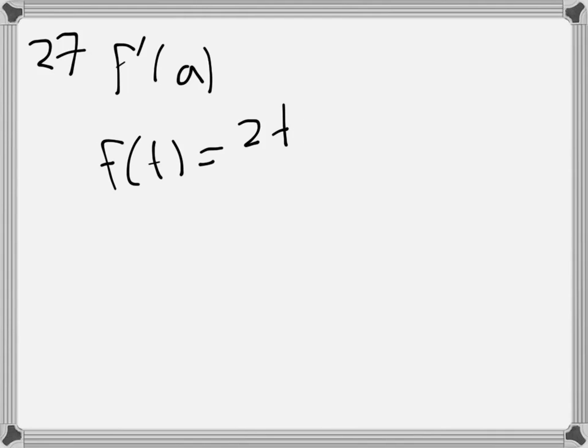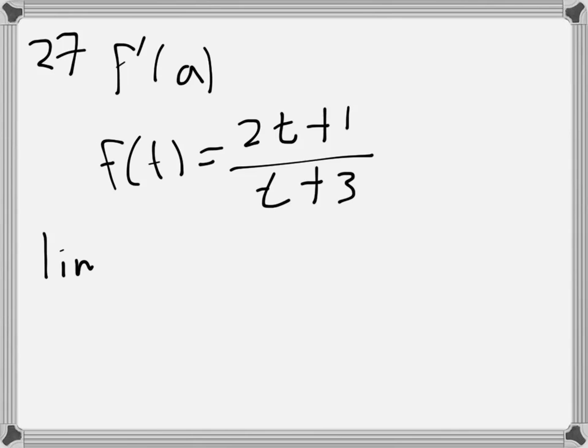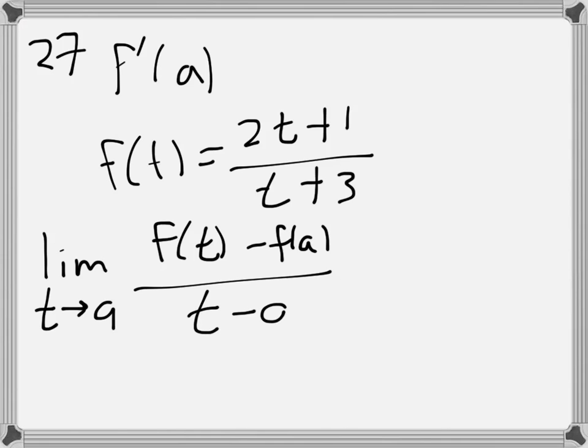This is f of t is 2t plus 1 over t plus 3. So I want to use the definition that f prime of a is the limit as t approaches a of f of t minus f of a over t minus a. I'm just replacing x with t. It's the same definition, and I'm just doing it at a general a.